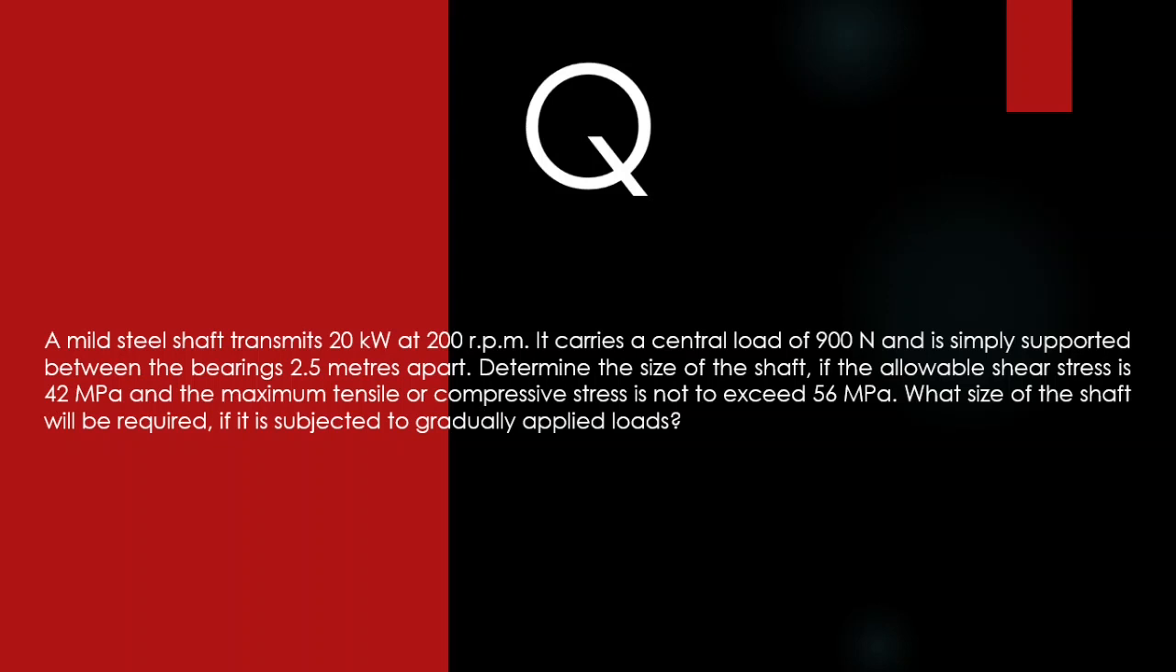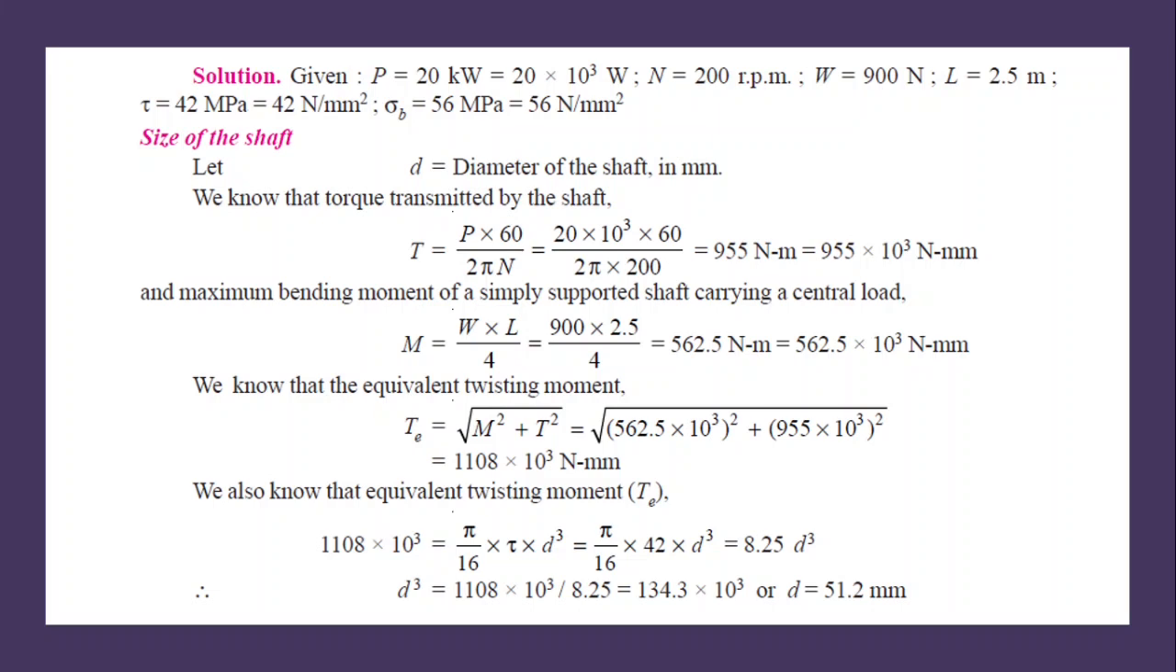This is the question, and this is the solution. Given P is equal to 20 kilowatt, that is equal to 20 into 10 raised to 3 watts, N is equal to 200 rpm, W is 900 Newton, L is equal to 2.5 meter, that is span length. Then tau is equal to 42 megapascal, that is 42 Newton per mm square. Sigma B, allowable bending stress, is equal to 56 megapascal, that is 56 Newton per mm square. Here D is the diameter of the shaft in mm.